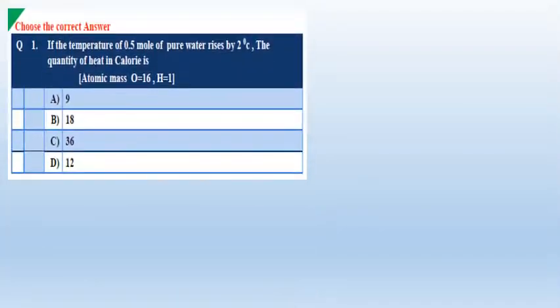Question number 1. Question number 1, choose the correct answer. If the temperature of half mole of pure water rises by 2 Celsius degree, so the quantity of heat in calories is, and these are the choices.